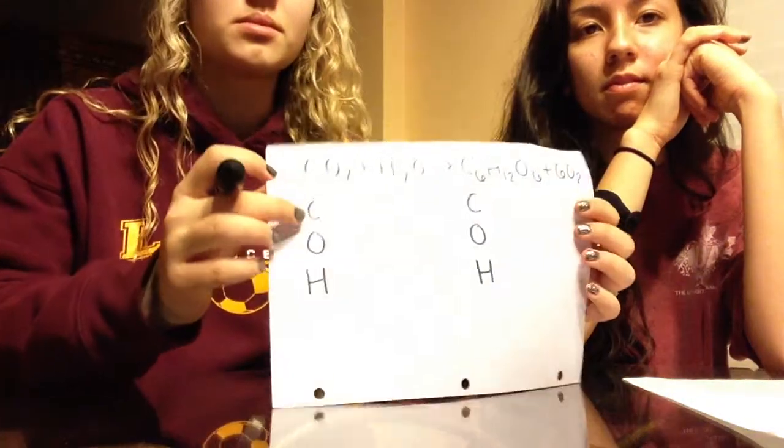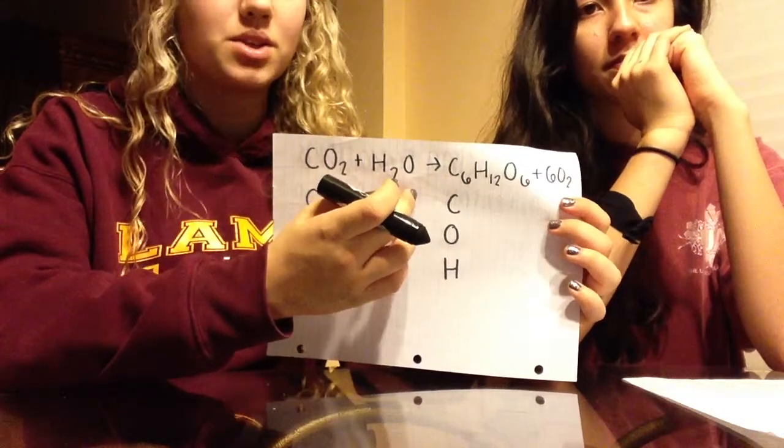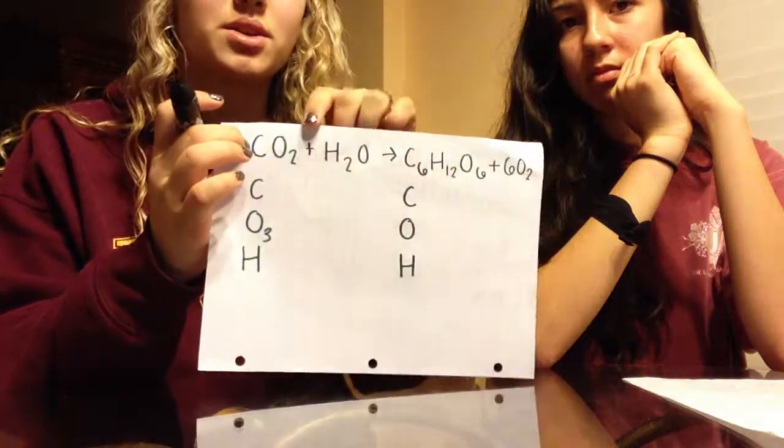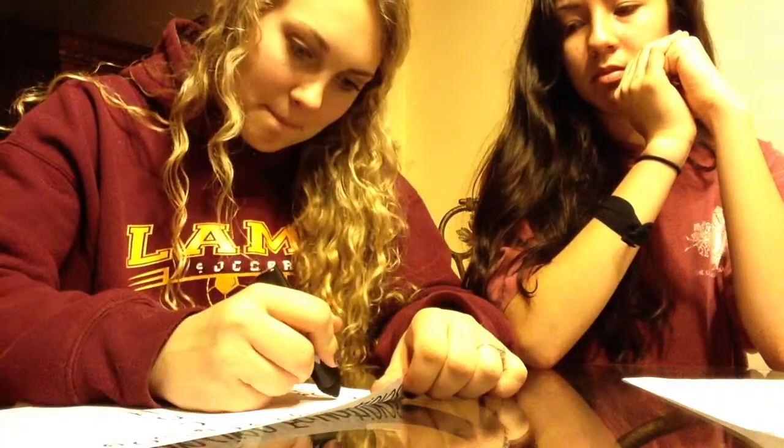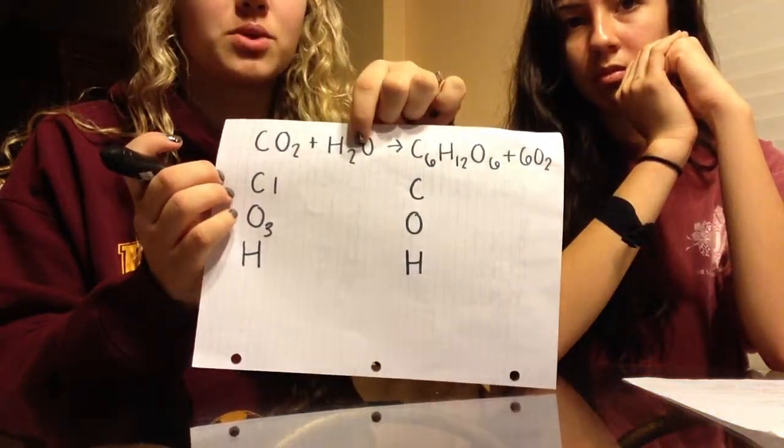So we have carbon, oxygen, and hydrogen on the first side, and then carbon, oxygen, and hydrogen on the other side. On the first side of the equation, oxygen has 2, and there's another one over here that doesn't have a subscript but has an understood 1. So we have 3 for oxygen. Carbon also has the understood 1. And hydrogen has a 2 for a subscript, so it has 2.